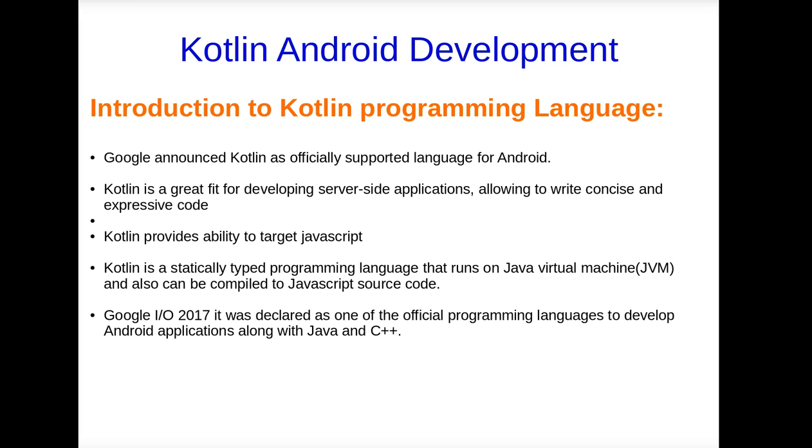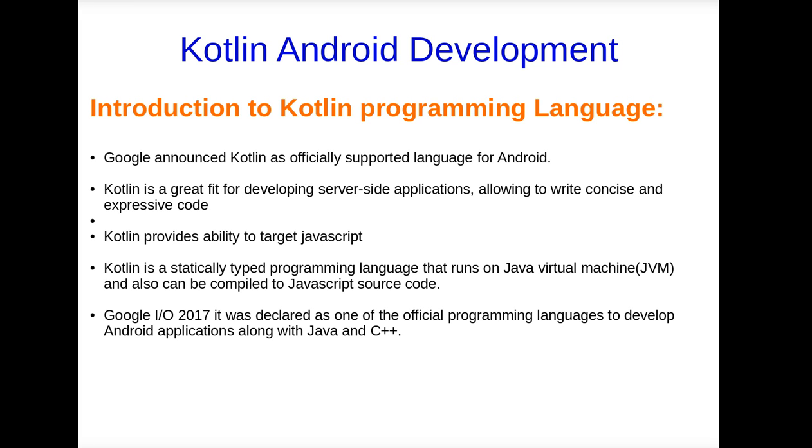Kotlin is a statically typed programming language. That means the data types need to be defined for the variables. They are predefined and static, and it runs on the Java Virtual Machine, the JVM. As we discussed, it can also be compiled to JavaScript source code. Otherwise, it is going to be a .kt Kotlin file.